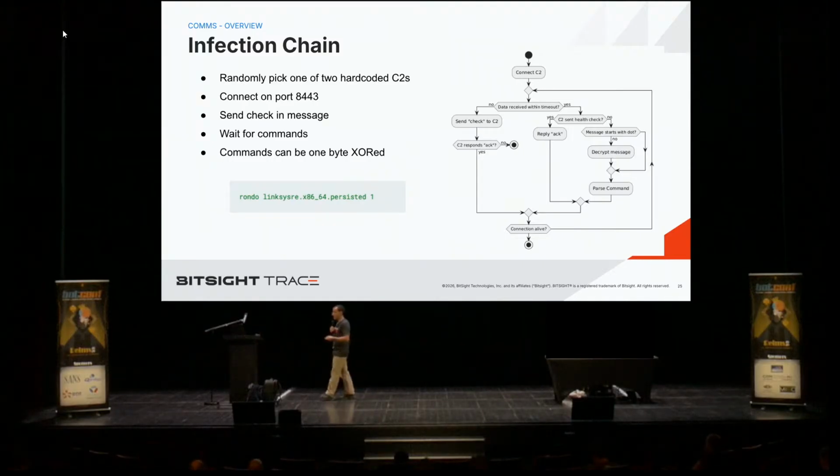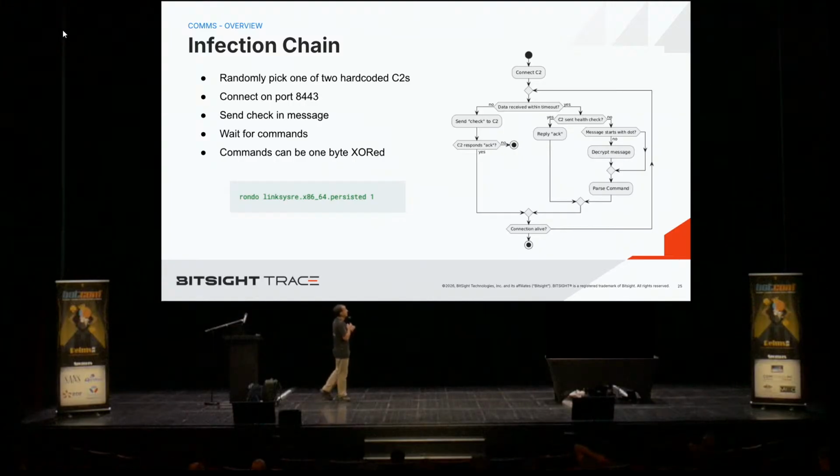On the right side, you can see the actual diagram of the logic. It starts by sending the check-in message, and then it sets a read timeout of 10 minutes. If there's no message within 10 minutes, we go into the left side. The binary will send a check message to the C2, and it expects the C2 to respond with an ACK. This is just a plain string with a new line at the end. If the C2 doesn't respond with an ACK, it basically terminates that connection, rotates to the other C2 and starts over again. If it responds with an ACK, then we go back to the top of the diagram.